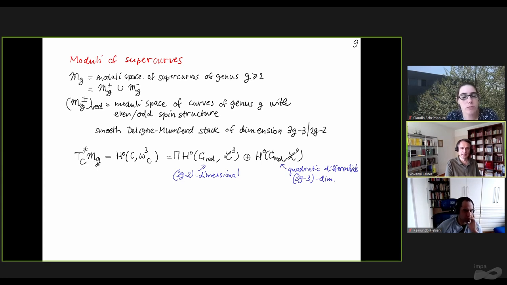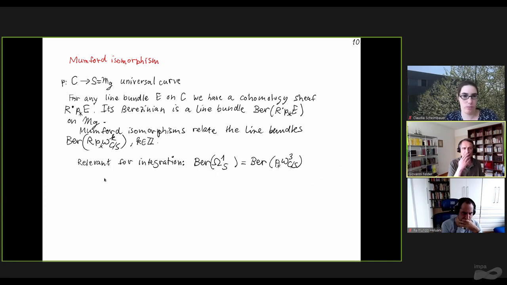So the cotangent bundle is this H0, which is dual to this H1, so it is the cohomology of C with the third power of the canonical sheaf of a supercurve C, and it has two pieces, generated by L3 and L4. So it has an odd component, which is L3, which is 2g minus 2 dimensional, and then one piece which is L4, which is abelian differentials squared, which are quadratic differentials, and this is the classical theory of dimension 3g minus 3. Okay, so this is the story.